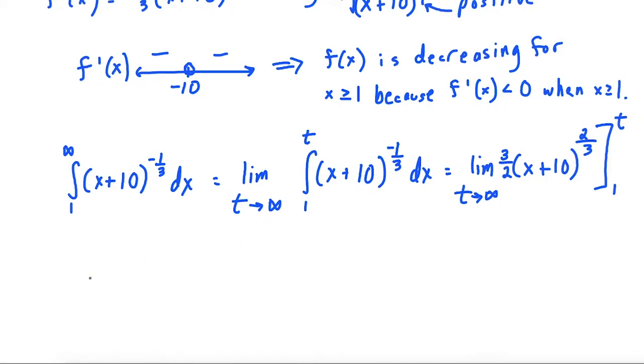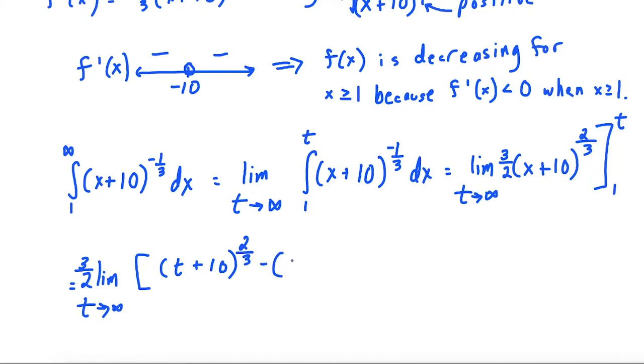So then we just have to evaluate this. This is now the limit as t goes to infinity. And we just make our substitution. We have 3/2, and the 3/2 we could drag out in front here. We'll just write that outside the limit. So we have 3/2, and we've got t plus 10. See how we're just plugging in the upper limit. So we have t plus 10 to the 2/3 minus, and now we have to plug in the lower limit. 1 plus 10 is 11 to the 2/3. So then the last thing we need to do here is evaluate this limit.